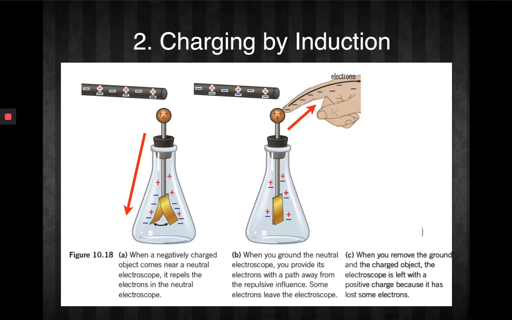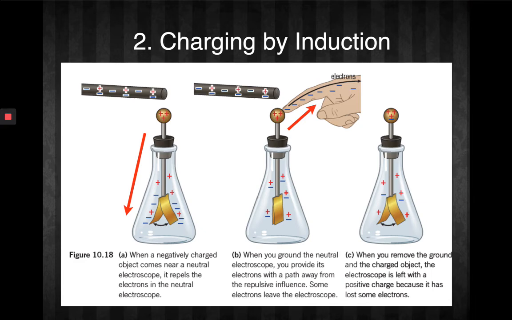What then happens is we're going to ground our electroscope. So our electrons are going to flow out of our electroscope now because they want to run as far away as possible from that other negatively charged object. They're going to go through our ground, which in this case is a hand. And that then leaves a positively charged electroscope. So the wings are flaring out and they are positively charged because all of our electrons have left the electroscope.